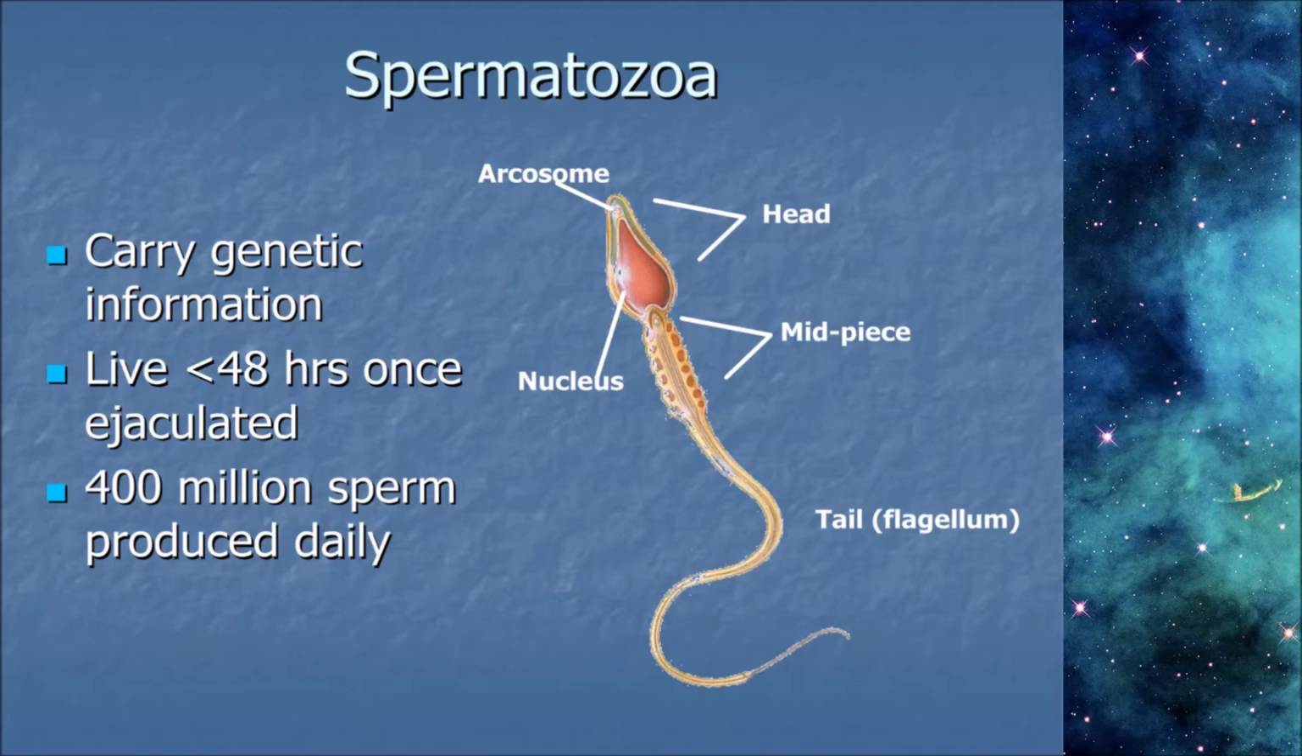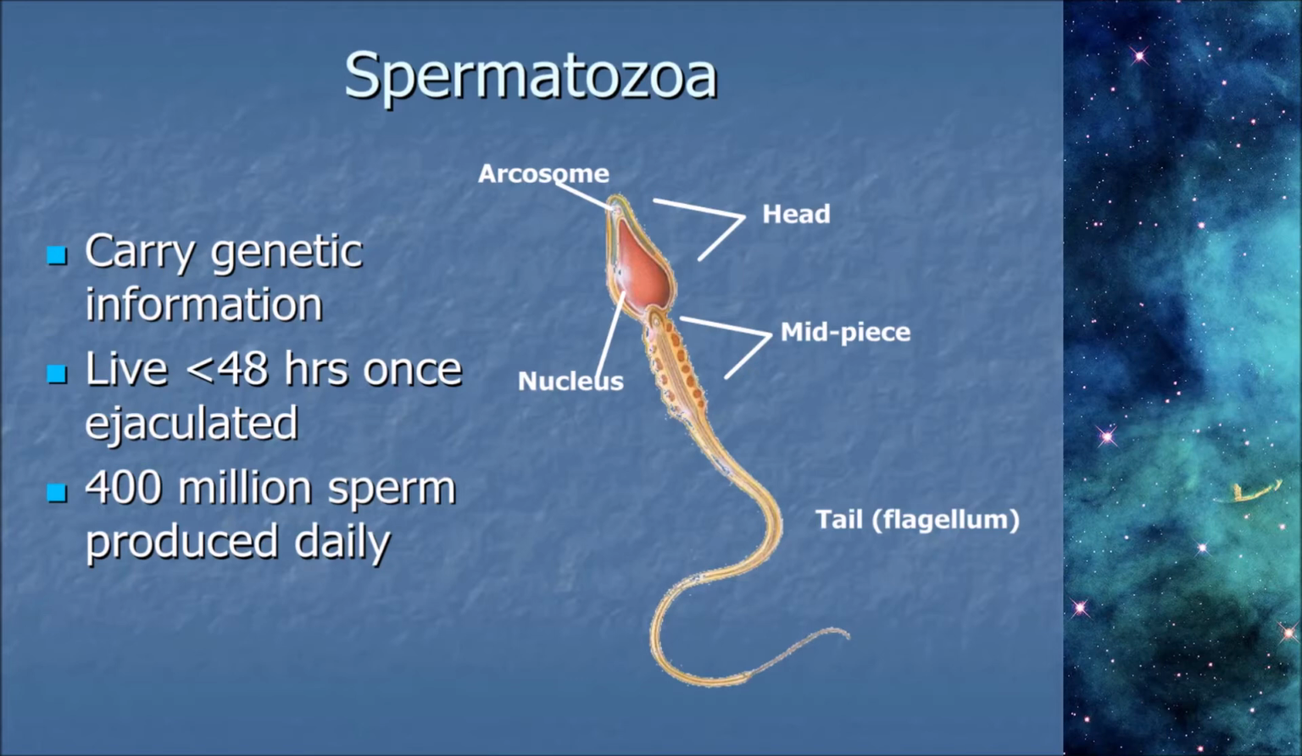Down towards the tail, we can see something called the midpiece. And the midpiece consists of tightly packed mitochondria around a series of microtubules. And the purpose of the mitochondria, of course, is to extract energy from the seminal fluid and produce ATP. And this ATP will be used to power the tail or flagellum of the spermatozoa.